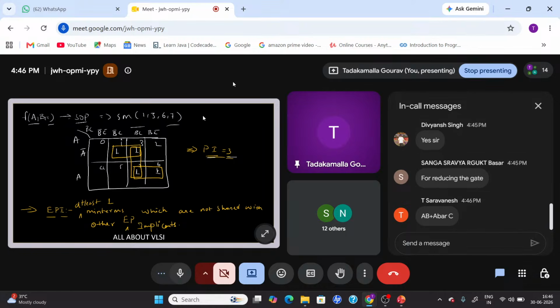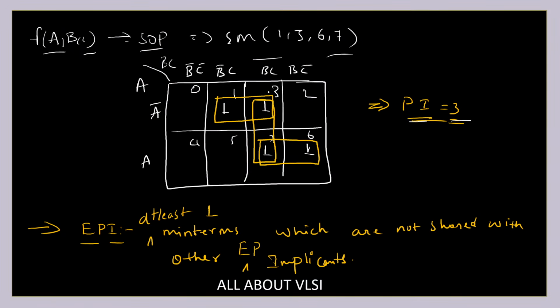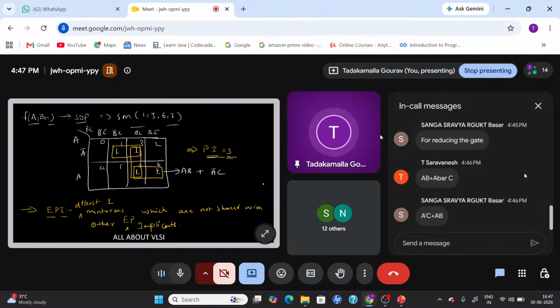AB plus A bar C. If I take these two minterms, it is nothing but AB, plus, if I take these two, then it is A bar C. So AB plus A bar C.